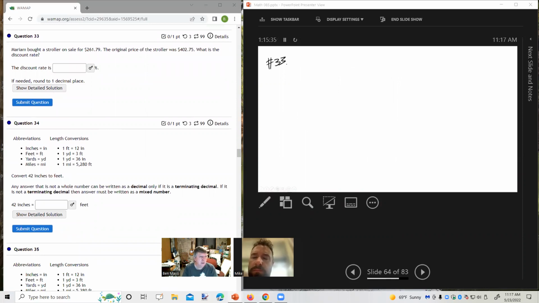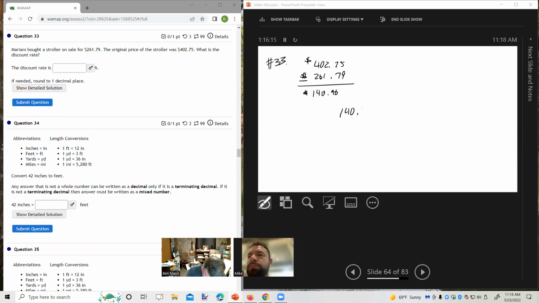Number 33. Miriam bought a stroller on sale for $261.79. The original price was $402.75. What is the discount rate? Well, let's see. If the original price was $402.75 and the sale price was $261.79, let's see what the amount of discount was. $402.75 minus 261.79, 140.96. So that's the amount of discount.